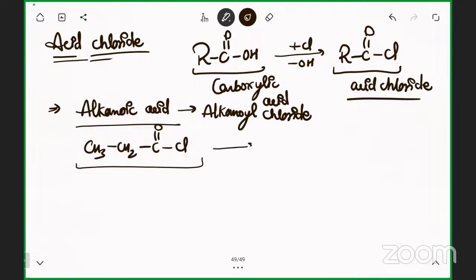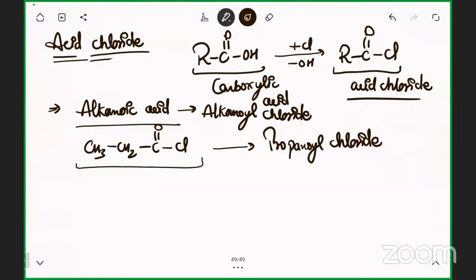So if I write the name, since it was made up of propanoic acid, you will write propanoyl chloride. Clear?